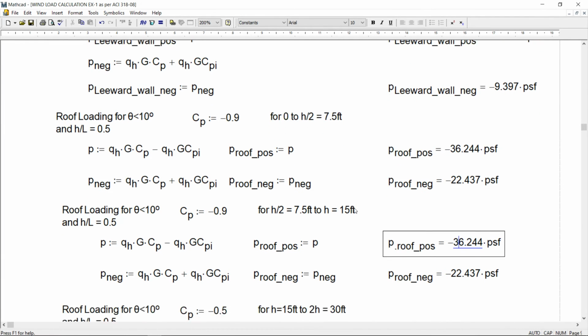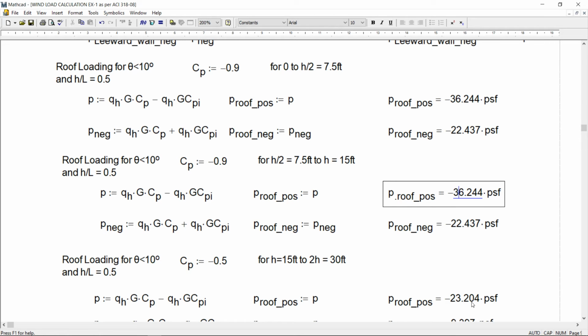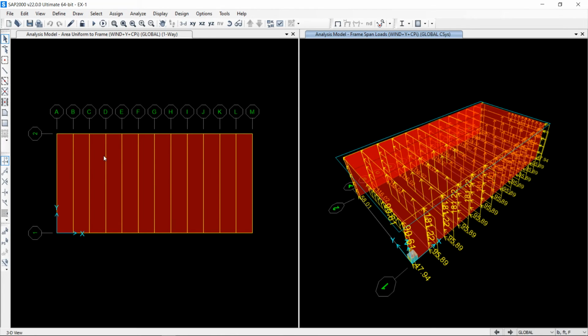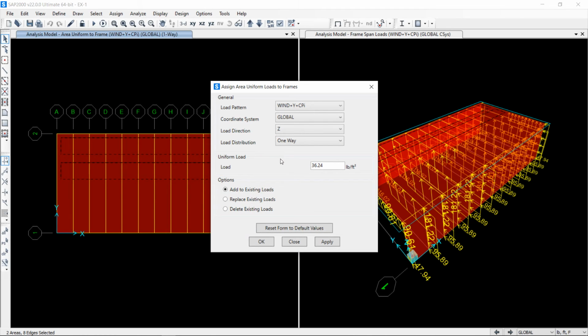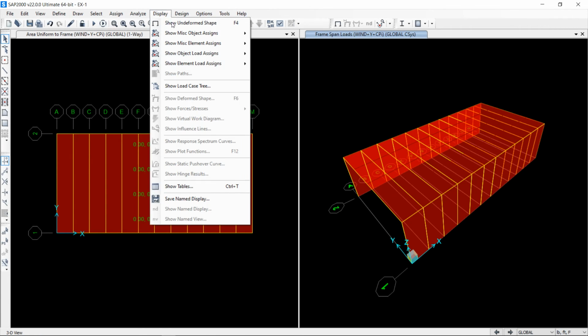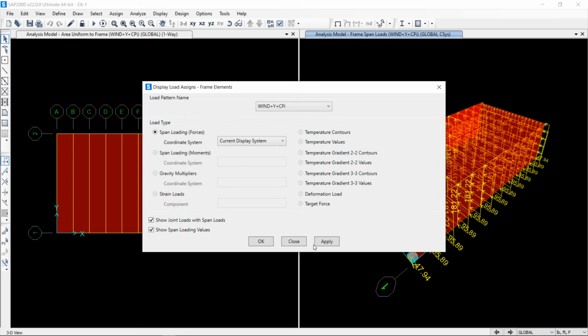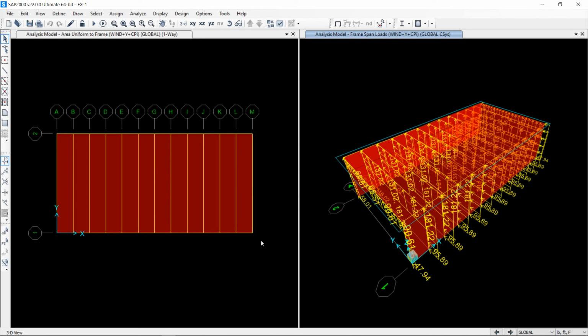And for second half, from 15 to 2h means 30 feet, this is 23.204. So let us apply here, assign area load shell, this is 26.204. Okay, so here we can see the load. So now you can see that the windward wall is loaded, leeward wall is loaded, and roof is also loaded.